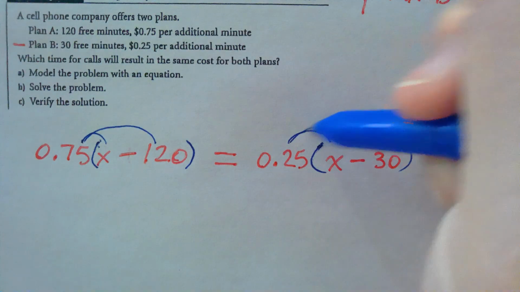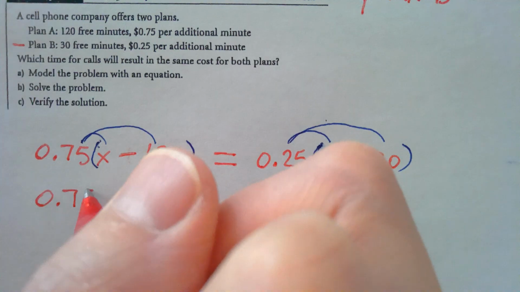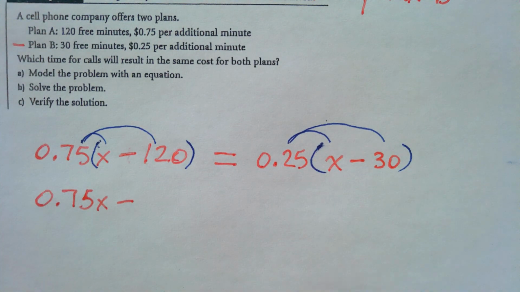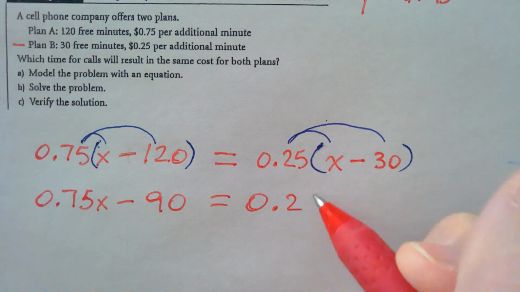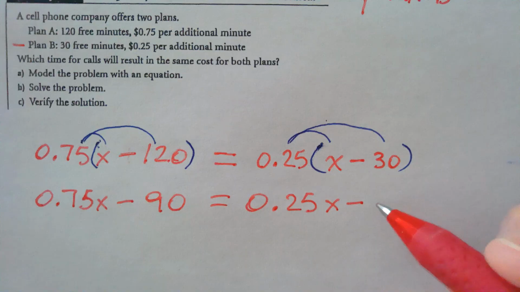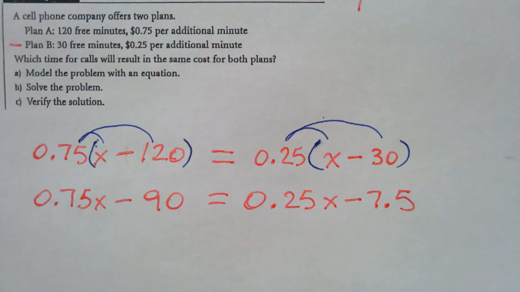So distribute, distribute, distribute, distribute. So 0.75x, whoops, minus 90 equals 0.25x minus 7.5. Okay. Why am I allowed decimals in this question? Because it's money, and also because there are decimals in the original question.